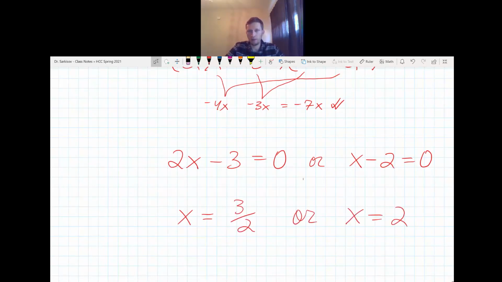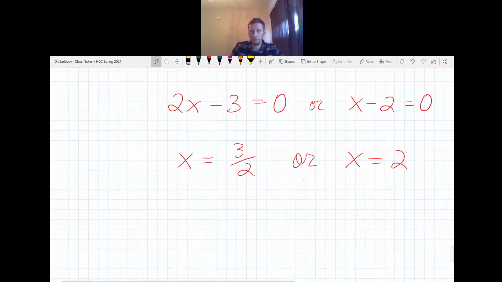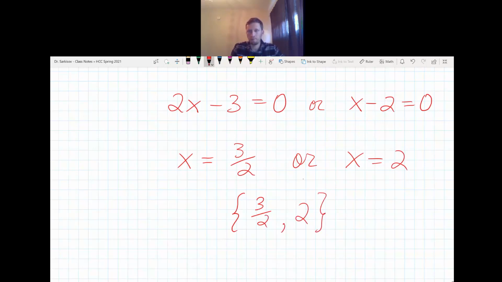A lot of times we can write this in set notation, with braces, not brackets, because that's not from one number to another. It's just those two numbers that are possible, 3/2 or 2. Okay, that's our answer. Great. So those are 3 problems we did with this method.